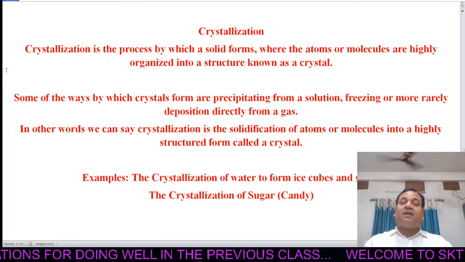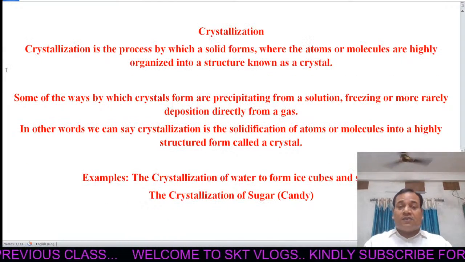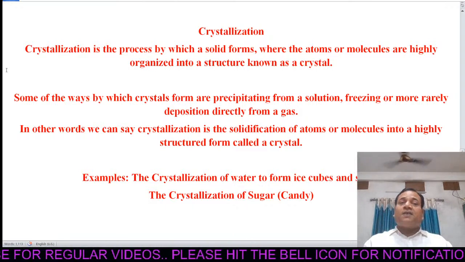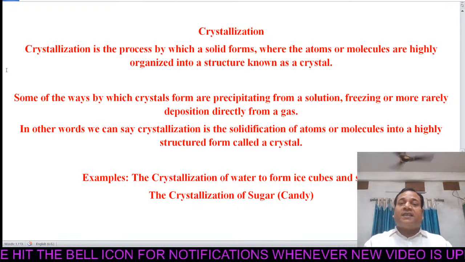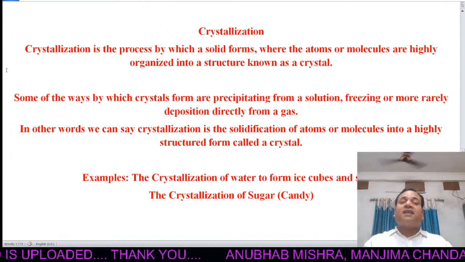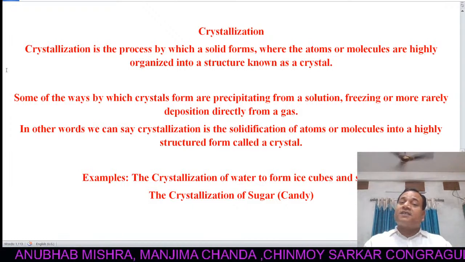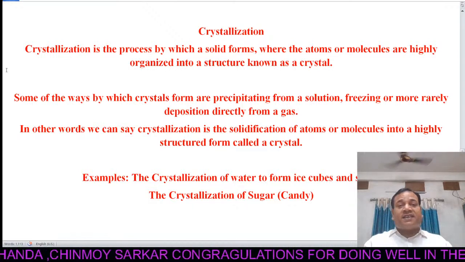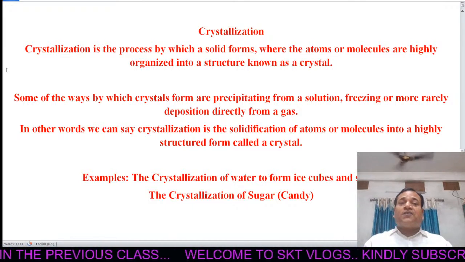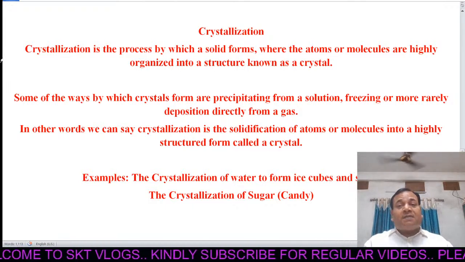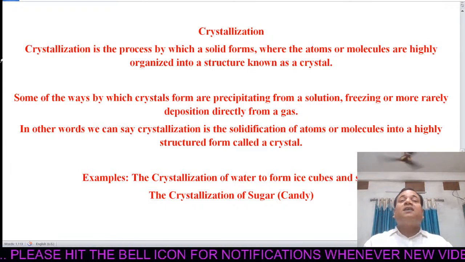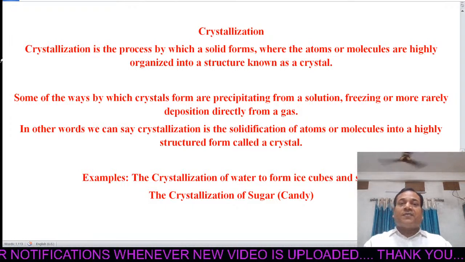Now crystallization, the ending part of your chapter, and after that I will ask some MCQs. Crystallization is the process by which a solid forms where the molecules are highly organized into a structure known as a crystal. Listen once more. What is crystallization? Crystallization is the process by which a solid forms where the atoms or molecules are highly organized into a structure known as a crystal.